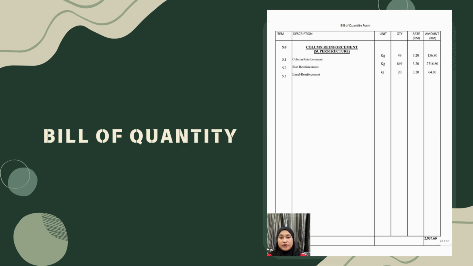The total amount for reinforcement work is RM2,937.60. To summarize, the total estimated construction cost for this architecture and structure element is RM34,903.16. This figure directly reflects the exact quantities and unit rate detailed across our BQ documentation. Thank you.